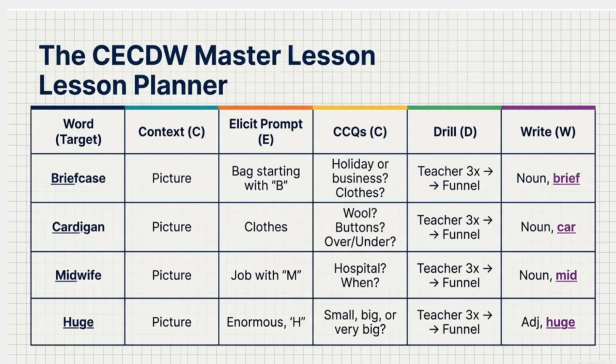Let's take briefcase as an example. The target word is briefcase. The context is a picture. The elicitation prompt is, it's a bag starting with B. The CCQ is, holiday or business. Then we drill, teacher 3 times, followed by choral, group, and individual drilling. Finally, we write, briefcase, noun. The same process can be applied to cardigan, midwife, and huge.